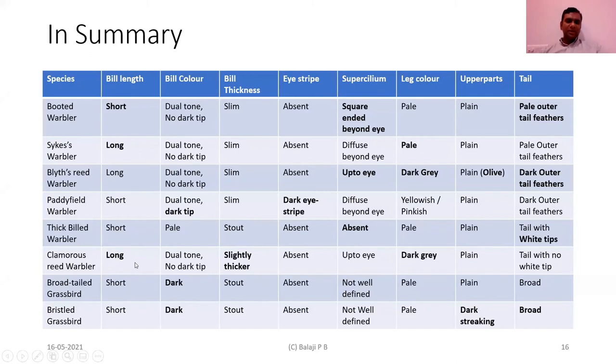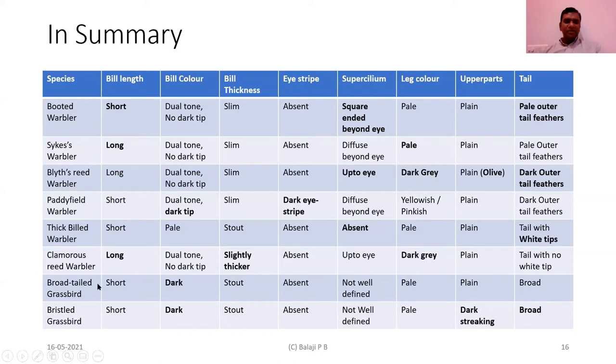The clamorous reed warbler has quite a long beak, a slightly thicker bill, and dark gray legs, and the main thing that differentiates it from the Blyth's reed warbler is that the back is fairly plain. It doesn't show any olive color as in the Blyth's reed warbler. And I think in the beak, the clamorous reed warbler shows a pinkish lower mandible, whereas the Blyth's reed warbler shows a yellowish lower mandible.